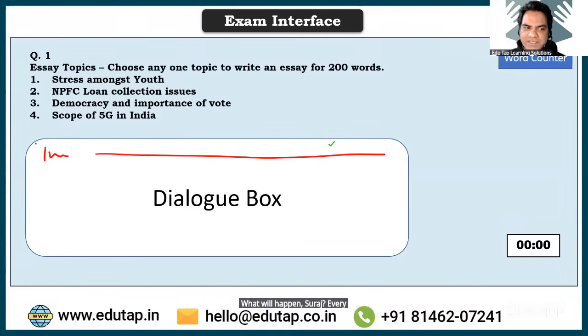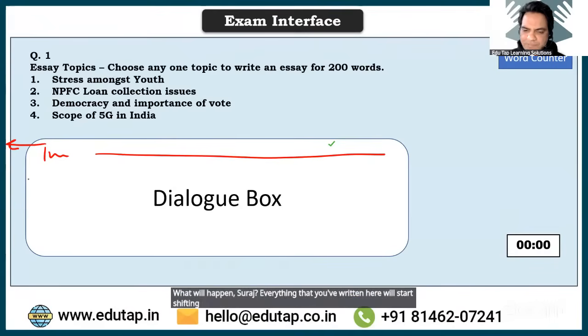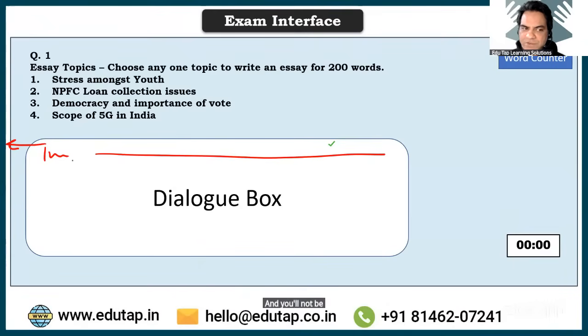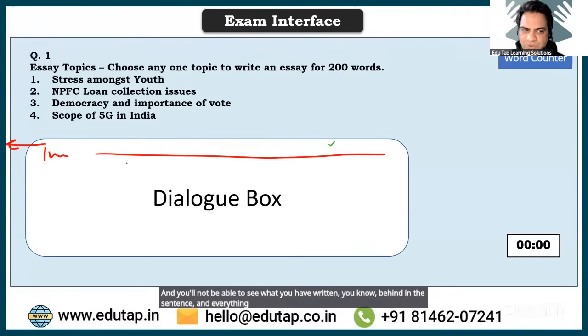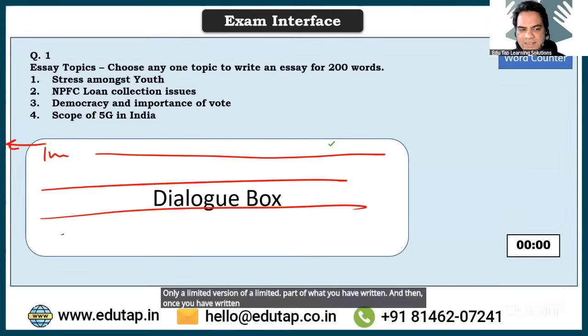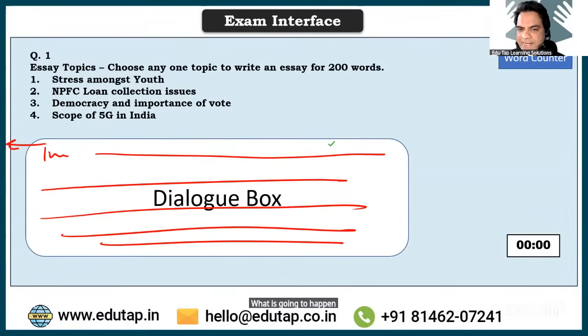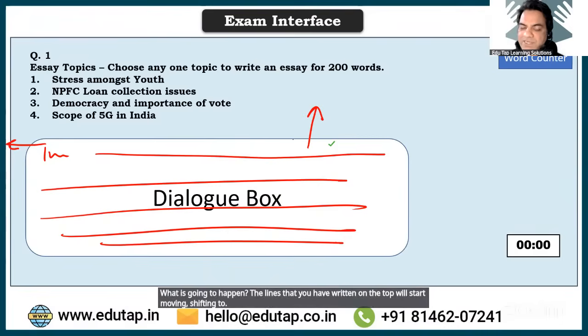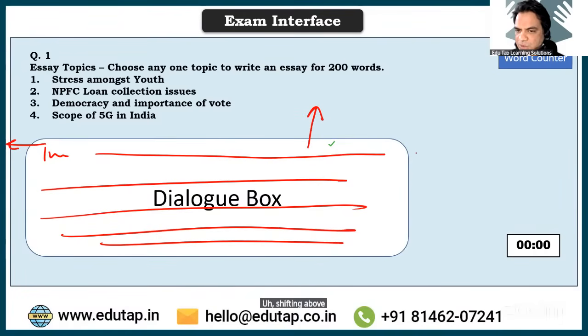Everything that you've written here will start shifting to the left, and you'll not be able to see what you have written behind in the sentence. You'll only be able to see a limited part of what you have written. And once you have written 6 7 lines, what is going to happen? The lines that you have written at the top will start shifting above, and there is a scroller here, and there is a scroller here.